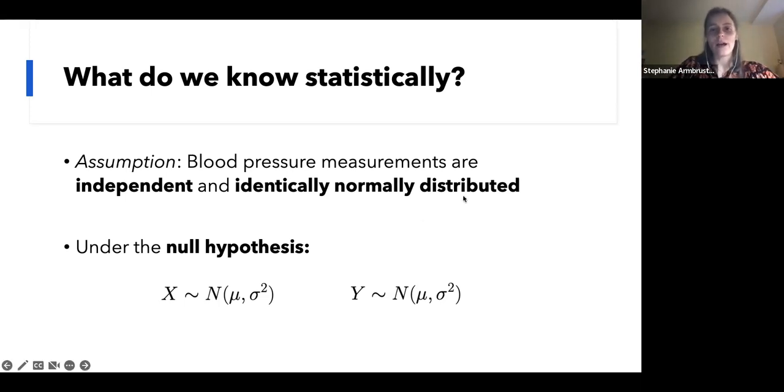We write this in a statistical sense as X tilde N, where N is short for normally distributed, with an average mu and a sigma squared, our variance. And under the null hypothesis, given that we assume delta is 0, we know that X, the blood pressure measurement in the placebo group, has the same mean as Y, the blood pressure measurement in the statin group, because there's no difference between the two. Under the null hypothesis, we think it doesn't have any effect.